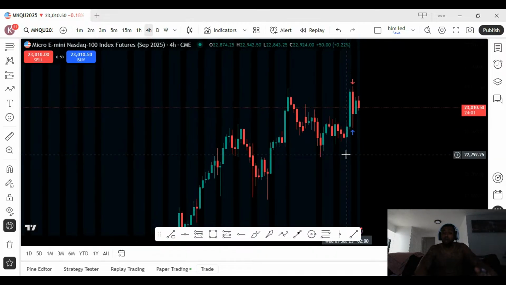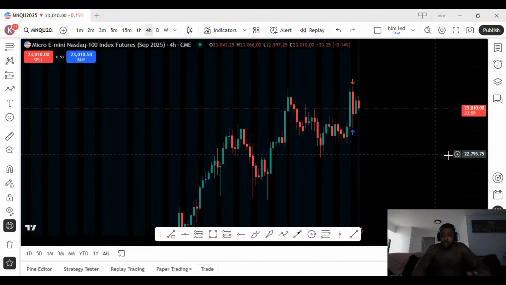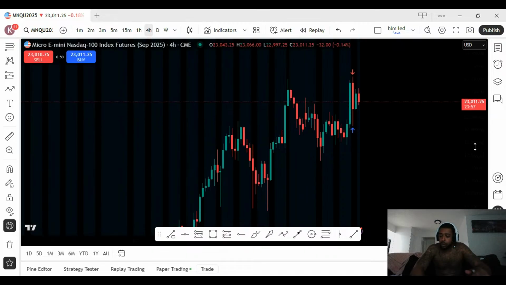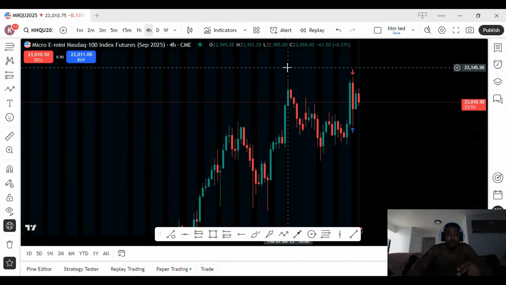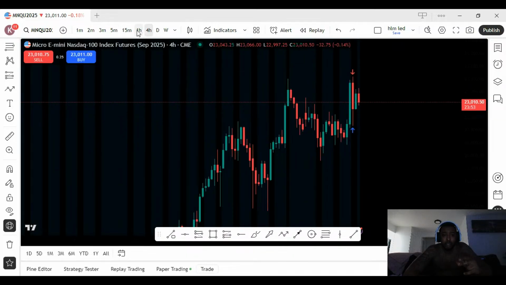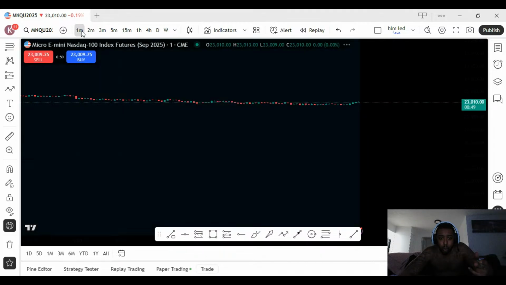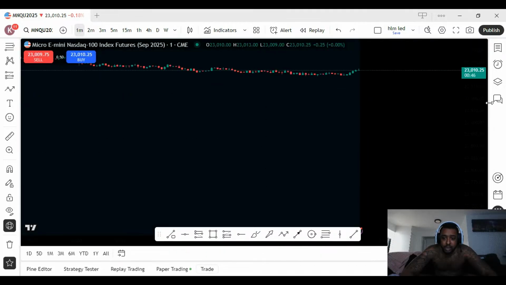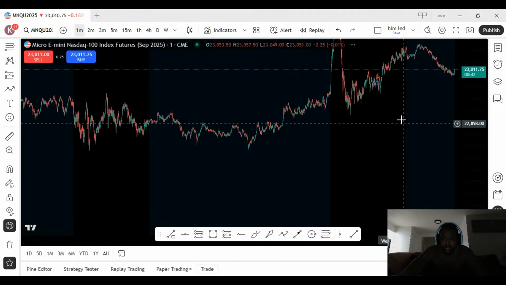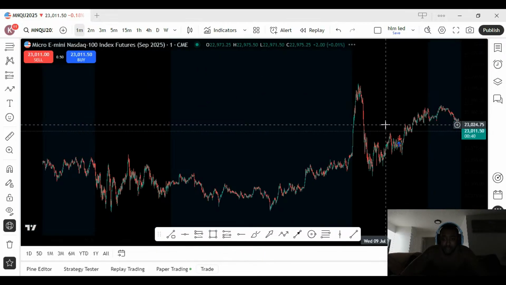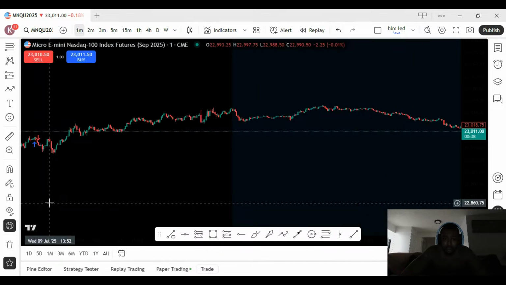Now we don't trade on higher time frame charts. This is a 15-minute chart. You see what I'm saying? So right now I'm gonna go to a 1 minute chart because this is the chart where I actually execute my trade, basically where I get in at. So let me show you exactly.